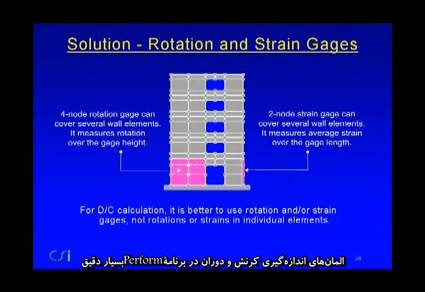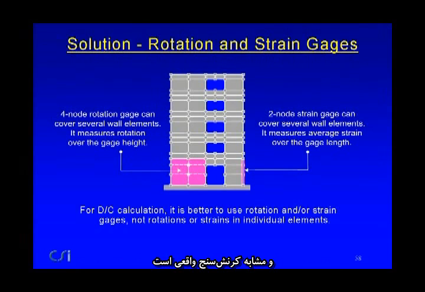In Perform, these rotation and strain gauges are exactly like a physical strain gauge. One of the things they do is they don't affect the bandwidth of the structure stiffness matrix. They're just there to measure strain, so it doesn't matter. You can stretch them from top to bottom of the structure if you like. It'll have no effect on the behavior. So this is a better way of doing it than calculating strain in individual members.